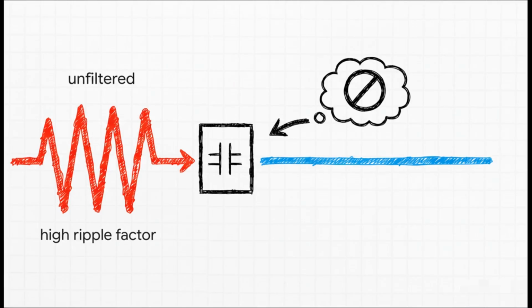So how do we actually measure this bumpiness? We use something called the ripple factor. It's basically a grade for how much ripple is left in the signal. A high ripple factor means you've got a lot of fluctuation. A low ripple factor means a much smoother, cleaner DC output. The entire goal of a filter circuit is to get this number as close to zero as humanly possible.